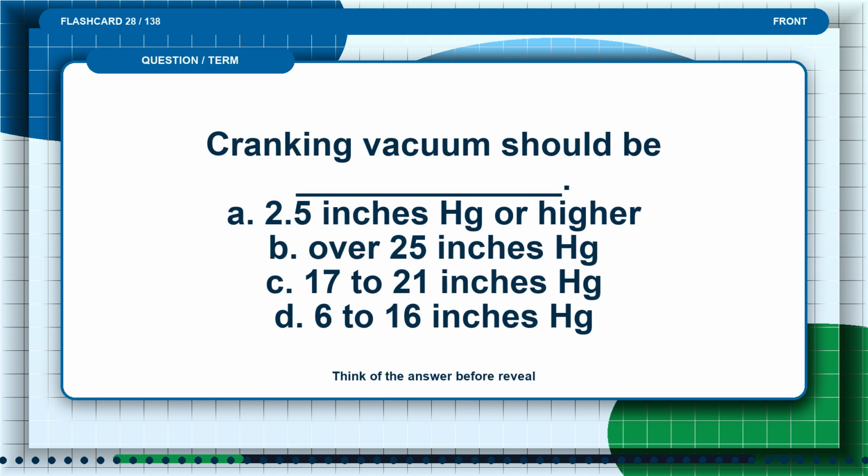Flashcard 28. Cranking vacuum should be blank. A, 2.5 inches Hg or higher, B, over 25 inches Hg, C, 17 to 21 inches Hg, D, 6 to 16 inches Hg. Pause and think of the answer before the reveal.